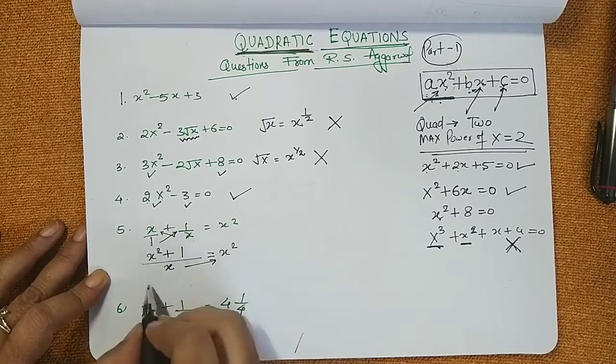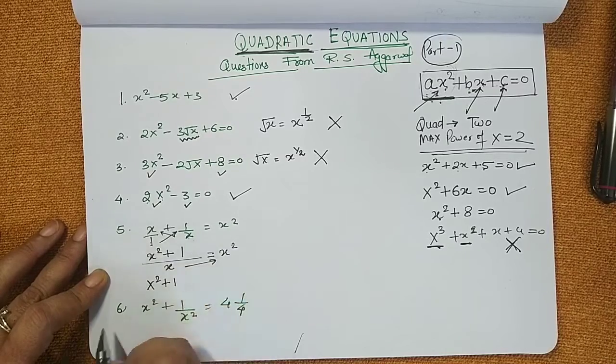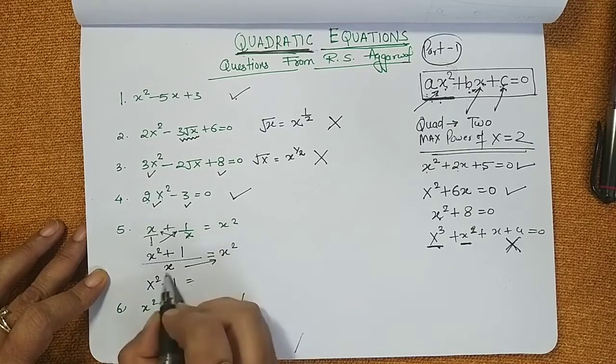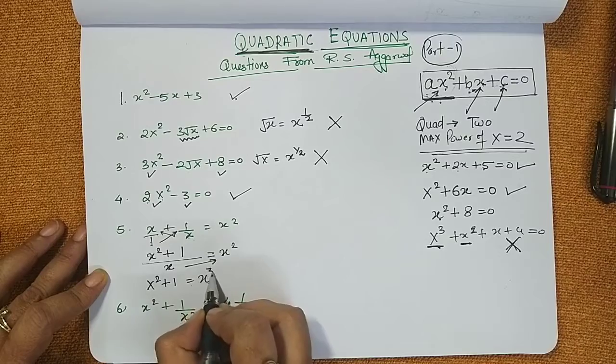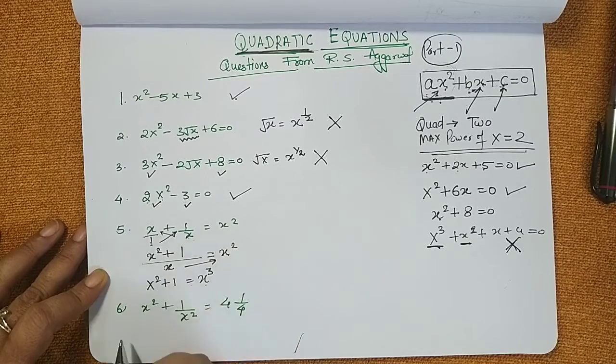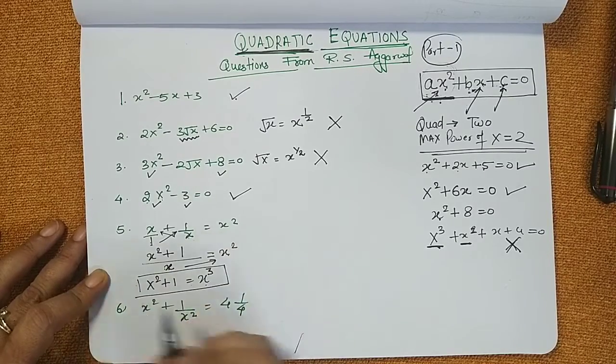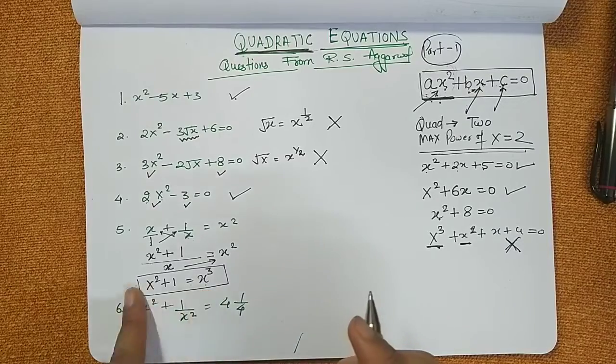Perfect. Now this will go here. So what will it become? It will become x square plus 1 is equal to x square into x, which is x cube. X square into x is x cube. So this is my equation. Now let's put a test on the equation.